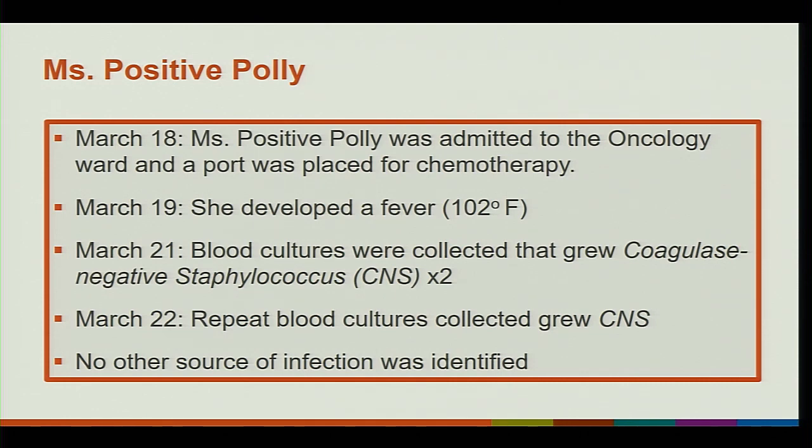All right, let's look at Ms. Positive Polly. On March 18th, Ms. Positive Polly was admitted to the oncology ward and a port was placed for chemotherapy. On March 19th, she developed a fever of 102 degrees Fahrenheit. March 21st, blood cultures were collected that grew coagulase negative staph times 2. On March 22nd, repeat blood cultures were collected growing the same organism. No other source of infection was identified. Is this a POA or HAI bloodstream infection?